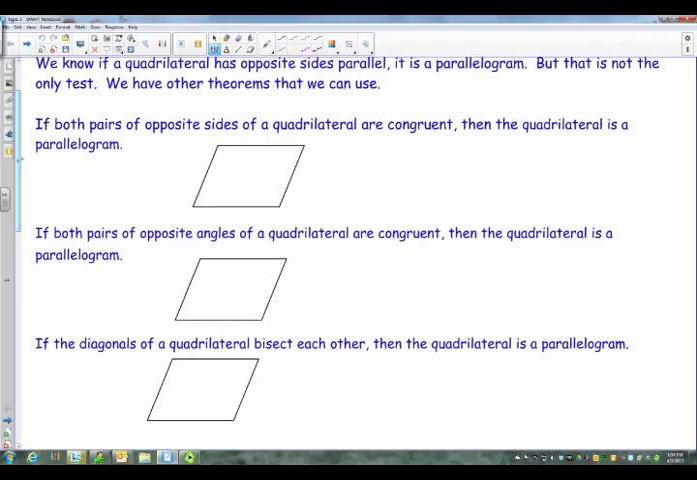If both pairs of opposite sides of a quadrilateral are congruent, then it is a parallelogram. What this is saying is they're not going to tell you it's a parallelogram. They're going to give you a figure that looks more like this. You've got these opposite sides that are congruent, and they may even give you some values, like this is 5, this is 5, this is 7, this is 7, whatever it happens to be. If that's the case, then you can assume that this is a parallelogram, and so these would be parallel. That's what they're going for.